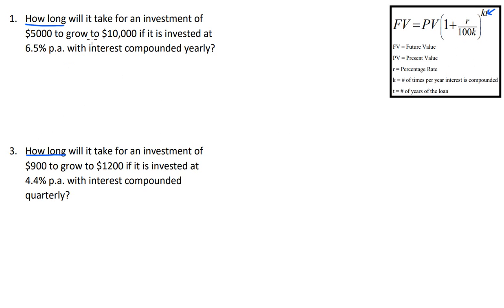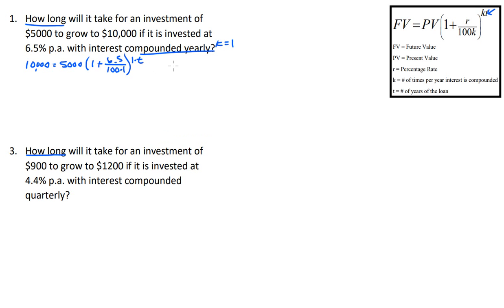So, future value is what it's going to end up being, so that's 10,000. We start with 5,000, and then we do 1 plus our interest rate, which is 6.5, all over 100. Compounded yearly means that k equals 1, so 100 times 1, all to the 1 times t, because that's what we're trying to actually figure out here. Okay, so we've got to solve for this t.